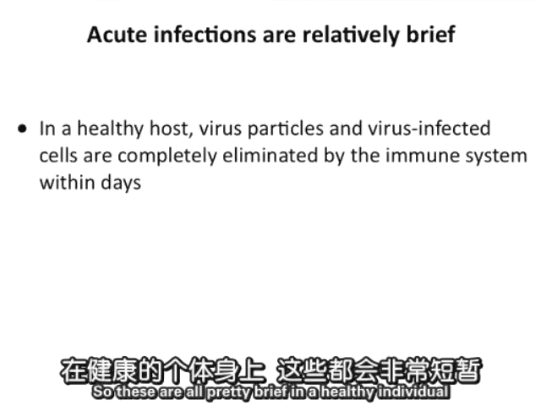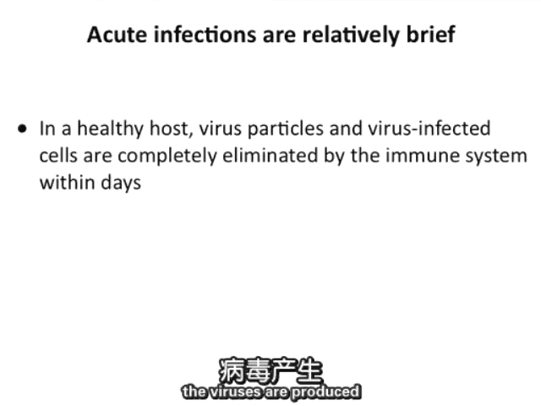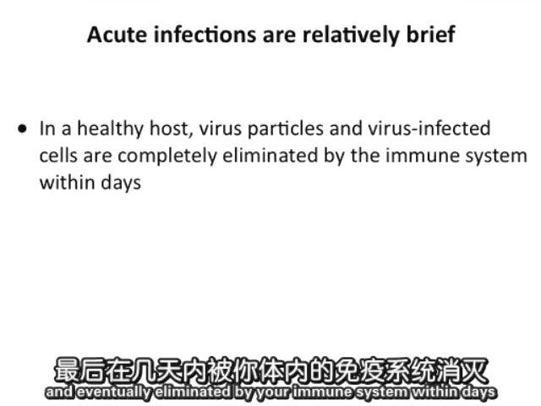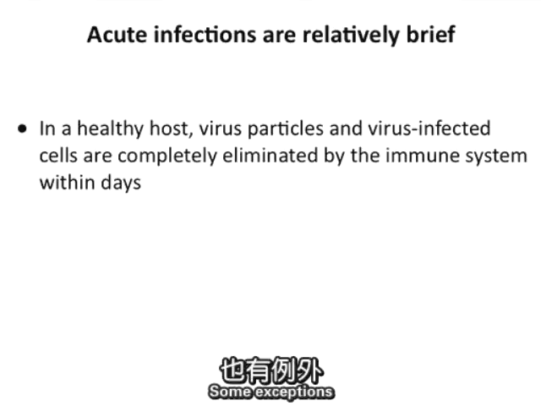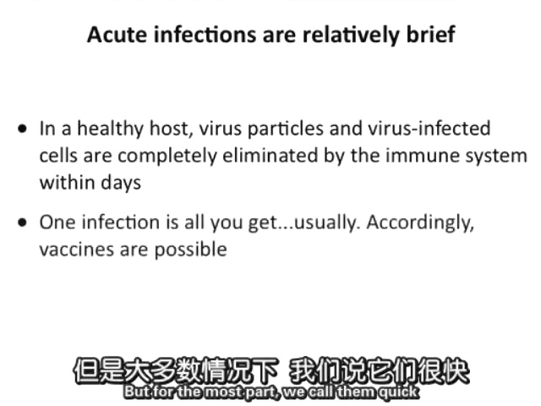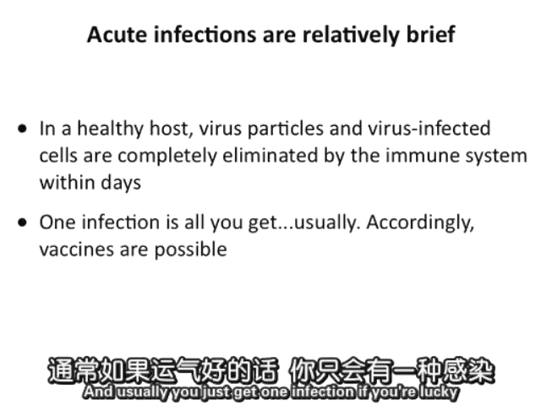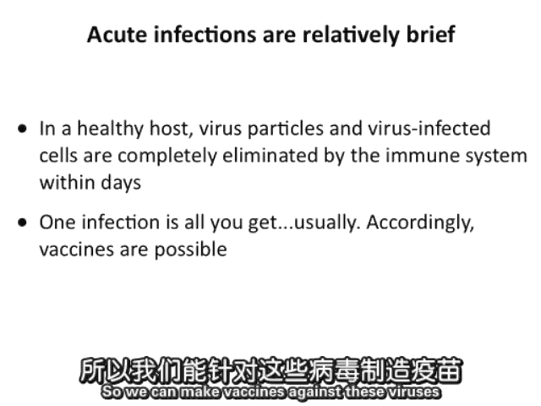In a healthy individual, the virus is produced and eventually eliminated by your immune system within days. There are some exceptions, and some variability in timing, of course, but for the most part, we call them quick, and that's why they're called acute infections. Usually you just get one infection, if you're lucky, so we can make vaccines against these viruses.